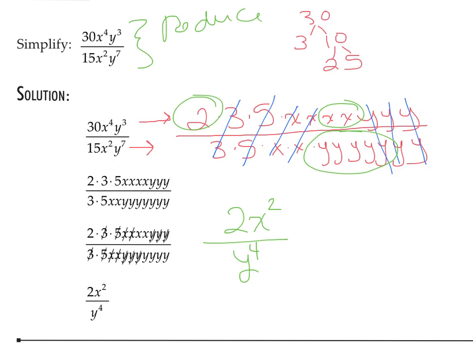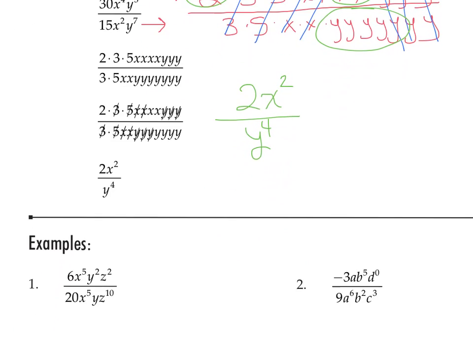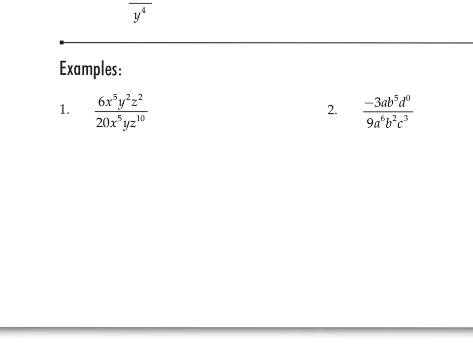Now you can do this mentally. You know 30 divided by 15 is 2. When you reduce the x's, you subtract the exponents. 4 minus 2 makes x squared. When you subtract these y's, there are more of them on the bottom, so you're subtracting in the opposite direction, and that's why the y's end up on the bottom, because there were 7 to start with. After reducing, all the leftovers were still on the bottom. That's basic reducing or division of monomials. So we're going to try it on a couple of examples here.